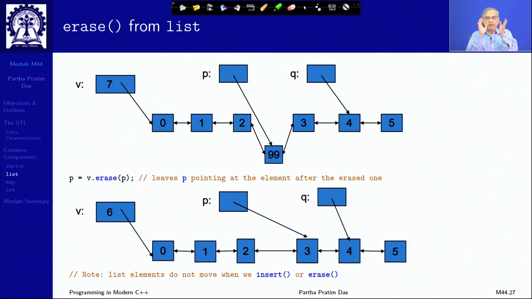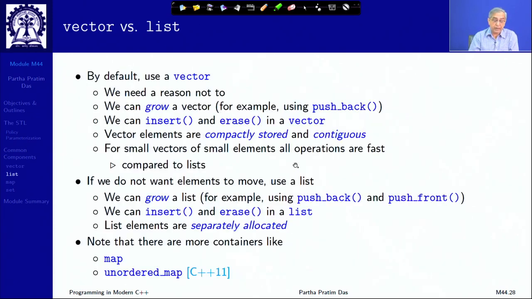So, there are semantic differences that you will have to understand, but generically the code and the structure are all the same, and you can understand in what context you should use a vector. Obviously, if there is no other reason you should use a vector, it is most efficient. You can grow both vector and list. Vector can grow only at the back, list can grow at both ends. You can do insert, delete. Naturally, vector has more compact, contiguous storage, while list has separate allocations.